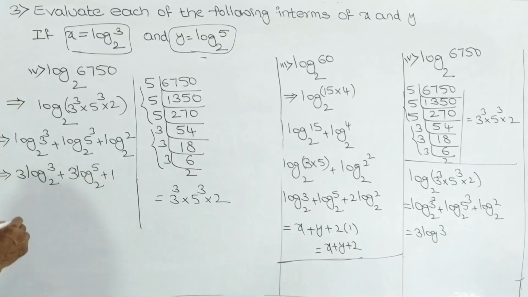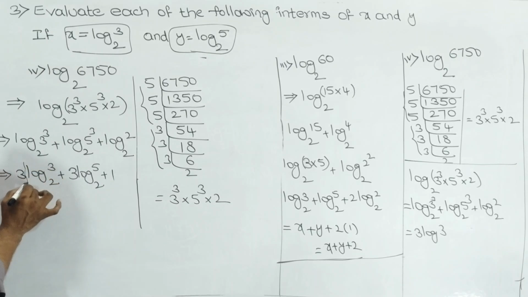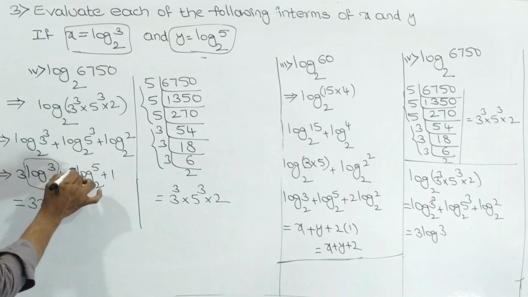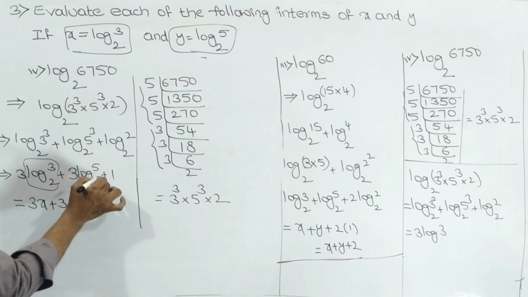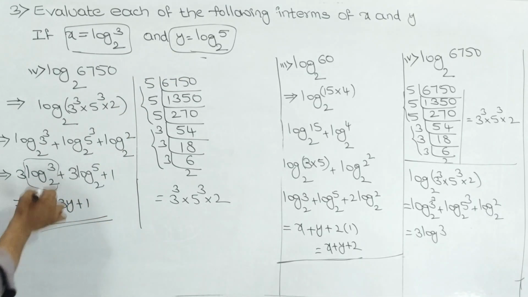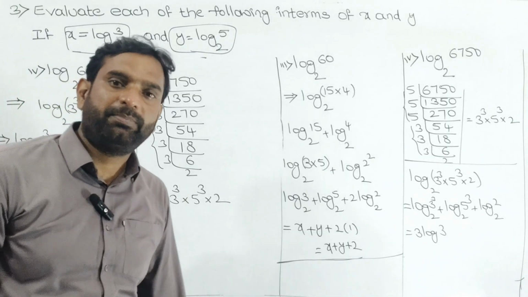Write the formula here. Now 3 log 3 base 2. This log 3 base 2 is given as x. So 3x. 3 log 5 base 2, that is y, 3y plus 1. Okay. Log 6750 base 2 equals 3x plus 3y plus 1.